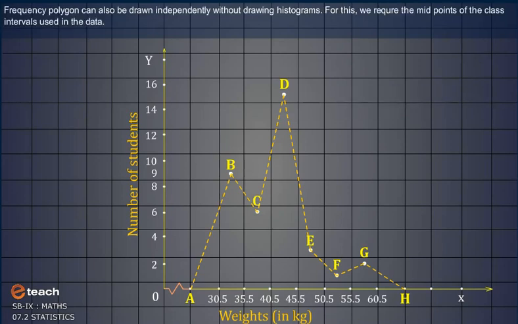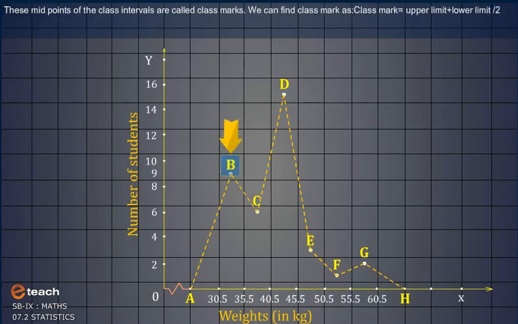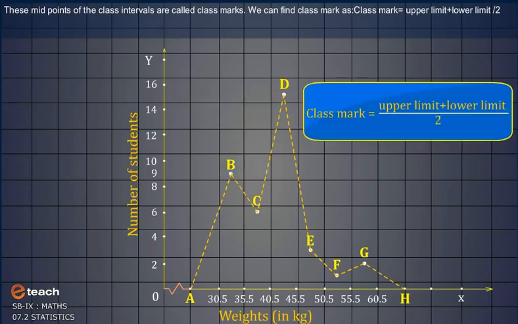A frequency polygon can also be drawn independently without drawing histograms. For this, we require the midpoints of the class intervals used in the data. These midpoints of the class intervals are called class marks. We can find the class mark as: class mark is equal to (upper limit plus lower limit) divided by 2.